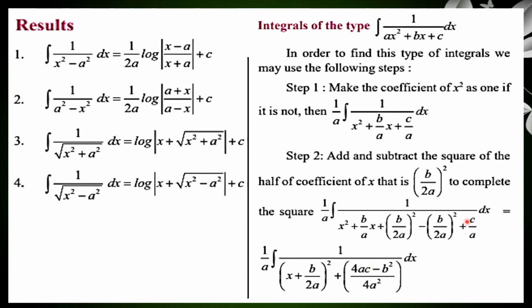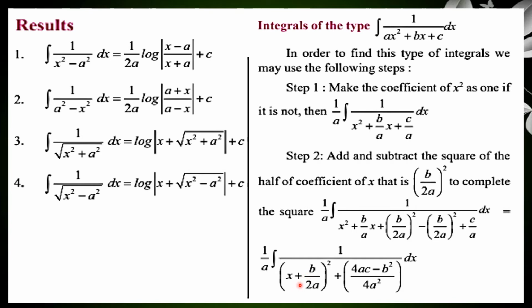And the remaining terms will be simplified as (4ac minus b square) upon 4a square. No need to remember this. You can simplify the remaining terms in the sum easily. Now this method of making a perfect square you have already learned in your smaller classes. It is called the completing the square method.